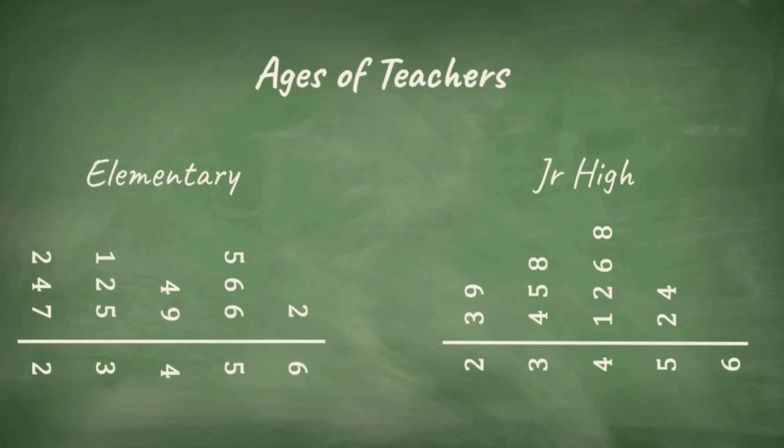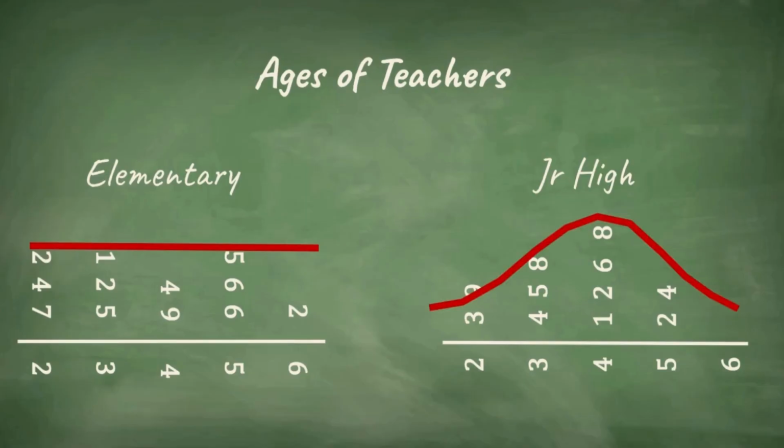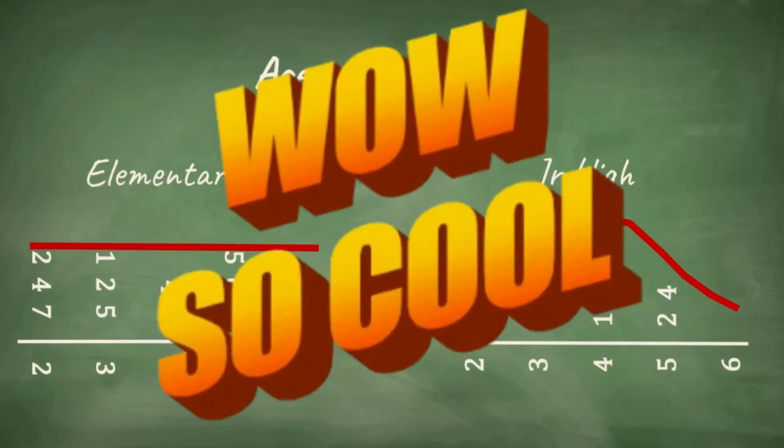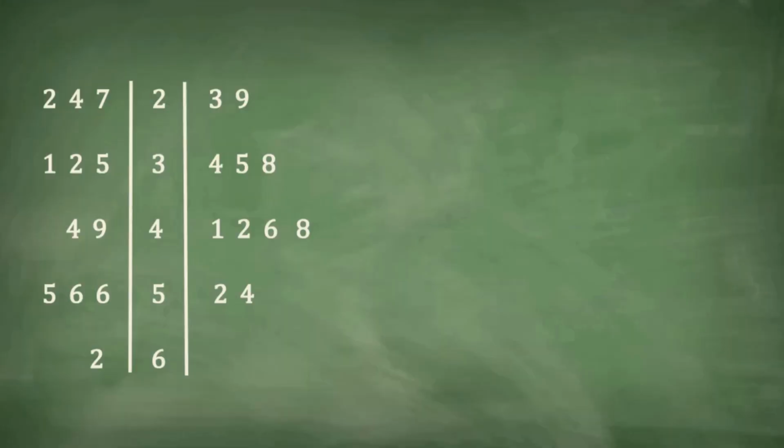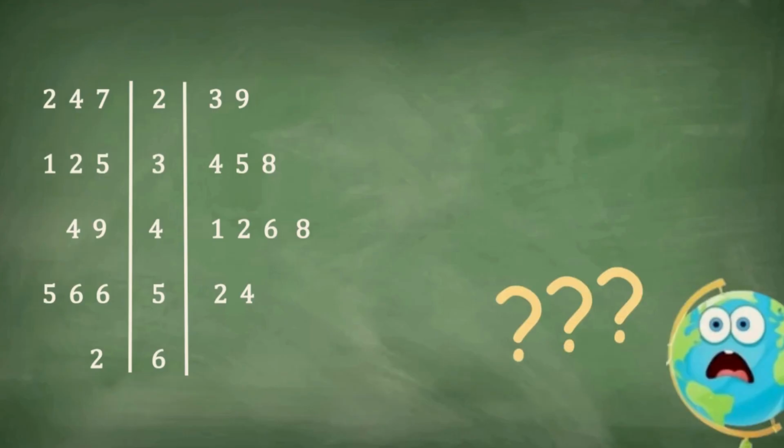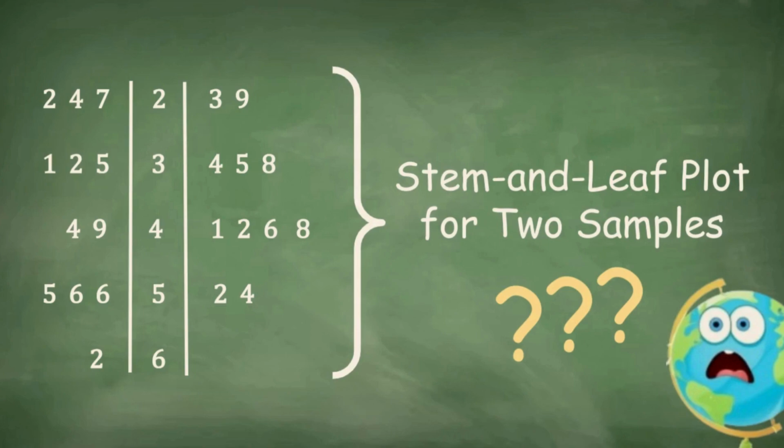A nice feature of stem and leaf plots of any kind is that they can be reoriented to look like histograms. For example, if I were to reorient the stem and leaf plots for elementary and junior high separately, we'd see that elementary fits a uniform distribution, whereas junior high fits a unimodal and symmetric distribution. Wow, so cool. So if someone shows you this data display, or one like it, and says, what in the world is this? Just tell them, it's a stem and leaf plot for two samples.